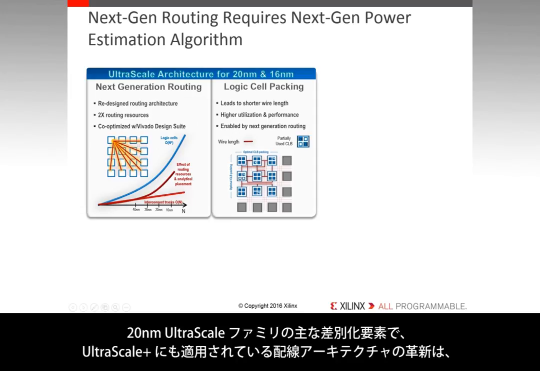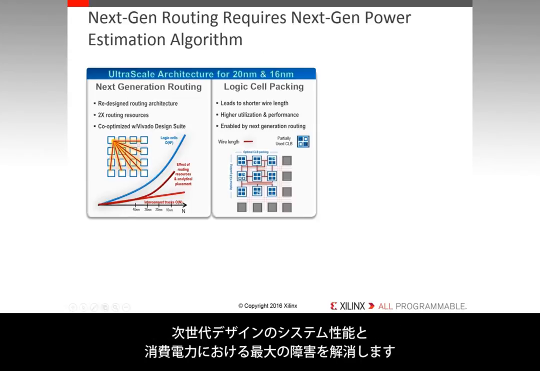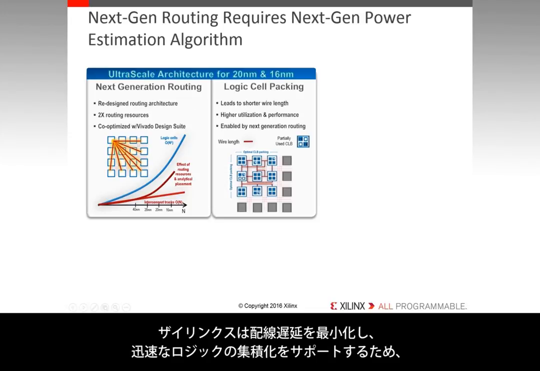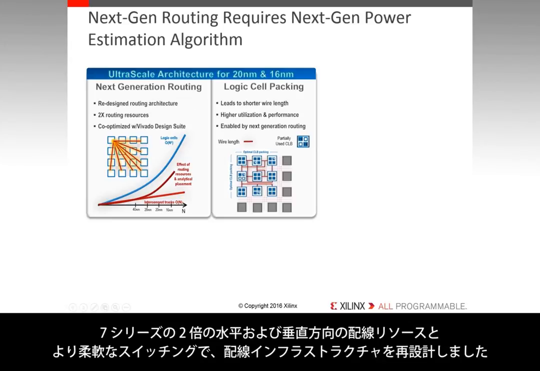The major differentiator for Xilinx in 20 nanometer UltraScale families, and now extended to UltraScale Plus, is the routing architecture innovation to deal with the number one bottleneck to system performance and power for next generation designs. We redesigned the routing infrastructure with more flexible switching and doubled both horizontal and vertical routing resources relative to 7 series to minimize routing delays and support rapidly increasing logic density.